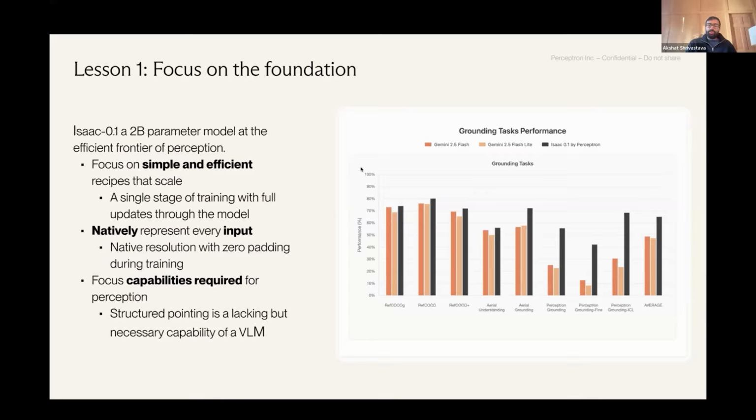Isaac 0.1 is a 2 billion parameter model. And a key theme behind our design of 0.1 is to focus on a simple and efficient recipe that scales. So the issue is that today, if you look at building a VLM, specifically an image VLM like we're looking at for 0.1 here, the majority of recipes have very complex stages involved. There's multiple rounds of pre-training, mid-training, post-training. There's different modules being updated in different mechanisms at different times. The learning rates are all different. A lot of these hacks were done to get vision and text to interact correctly.